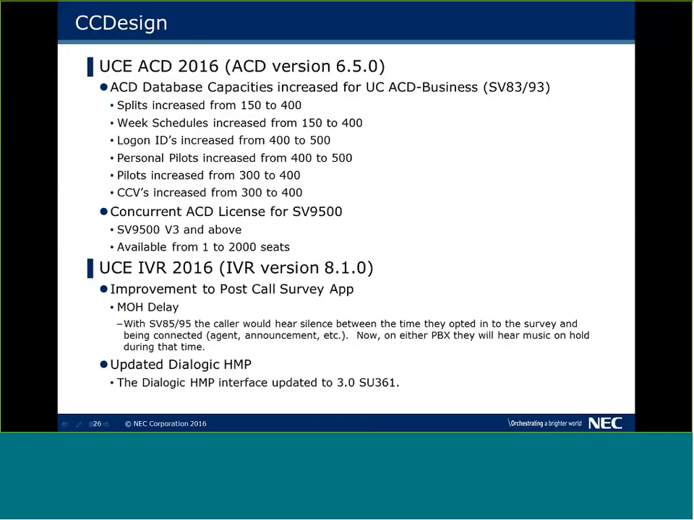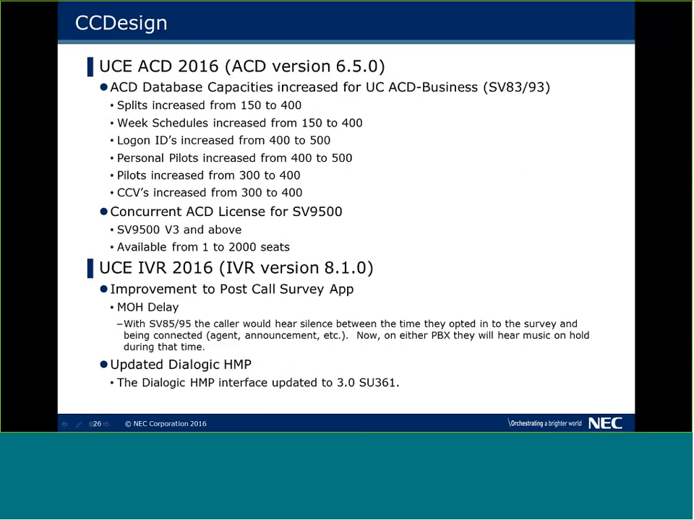Next is our UC Contact Center options. The biggest feature enhancements here are with the SMB space, adding additional capacities. And that was capacities across the board. As you can see, the splits and schedules and logon IDs, pilots, CCVs, all of those have been increased, some by as little as 25%, some more than 100%. So quite a large amount of enhancements there.